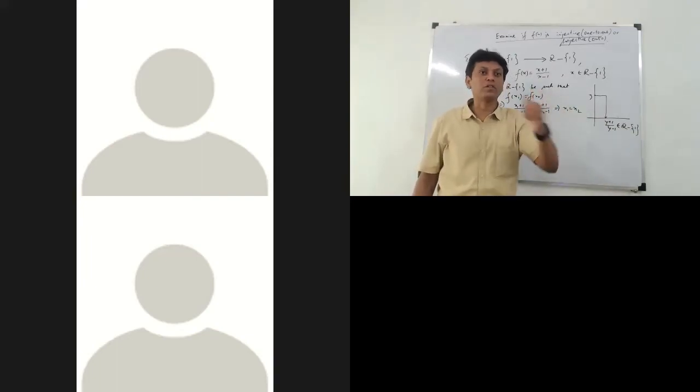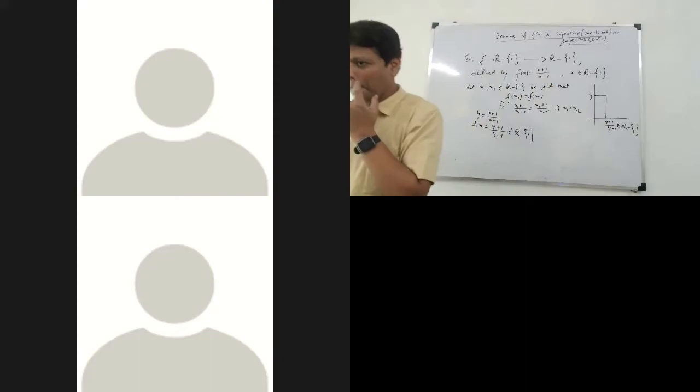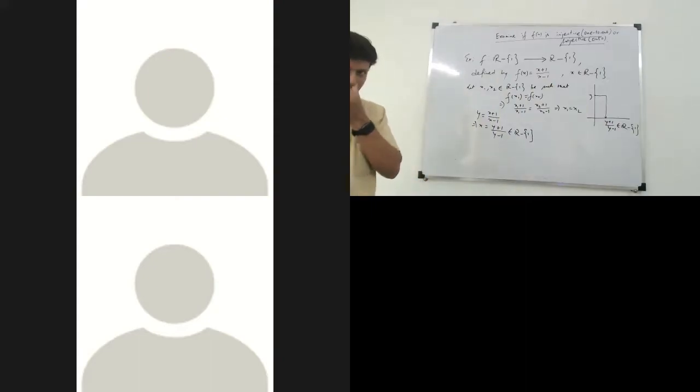Only for y not in that set. So if it would have been f from R to R minus 1, then it would have been into. Am I clear? So this mapping is 1 to 1 now.